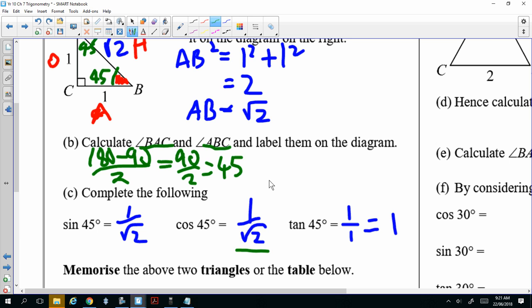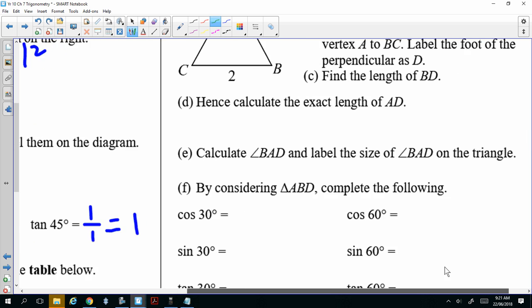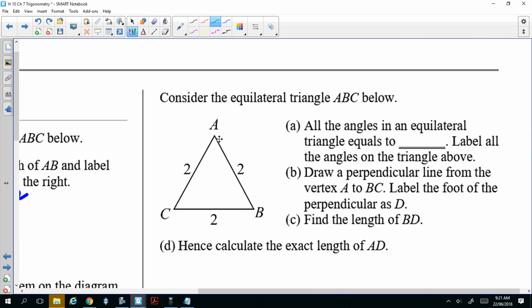There's another 6 values we're going to find. To do that, we have to consider an equilateral triangle. Let's look at the equilateral triangle. It has side lengths 2. All angles in an equilateral triangle must equal 60 degrees. So they're all 60. Label all the angles on the triangle above. So you have 60 in all 3 places.